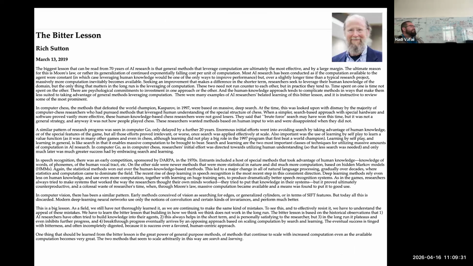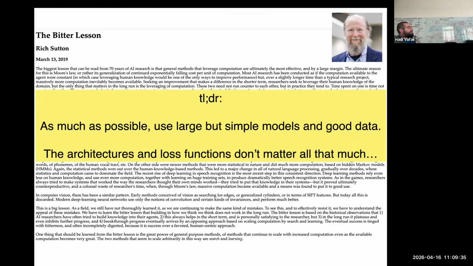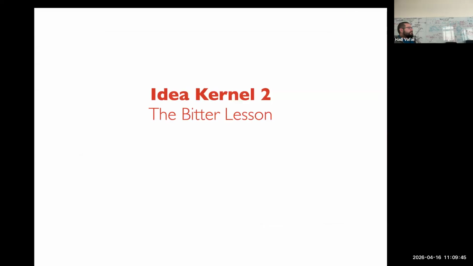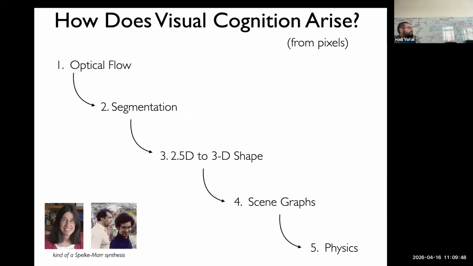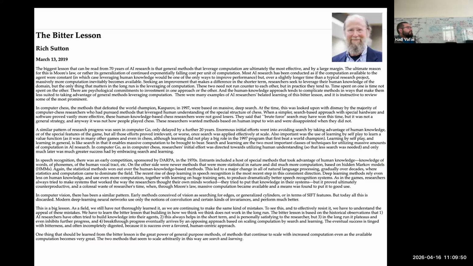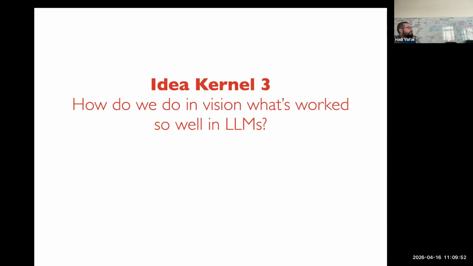So it's nothing special at this point, but the TLDR is basically, as much as possible, fancy ideas are not going to help you. Large and simple models with good data is enough, right? And so basically this thing is very non-bitter lesson. And the bitter lesson is a little bit of the opposite of that.